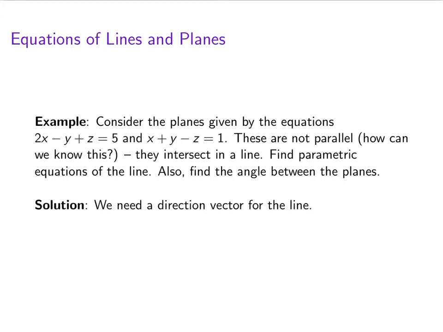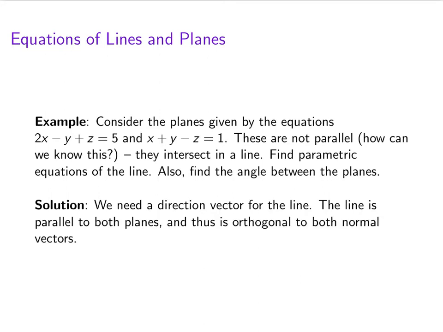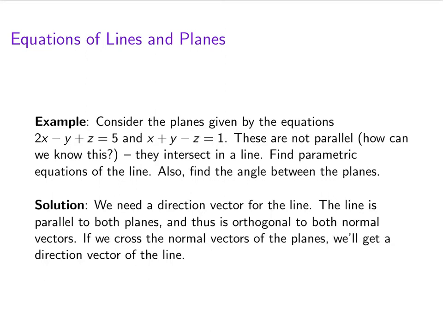Alright, we need a direction vector for the line. Now the line is parallel to both planes, and that means it's orthogonal to both normal vectors. So all we have to do is cross the normal vectors of the planes, and what we'll get is a direction vector of the line.